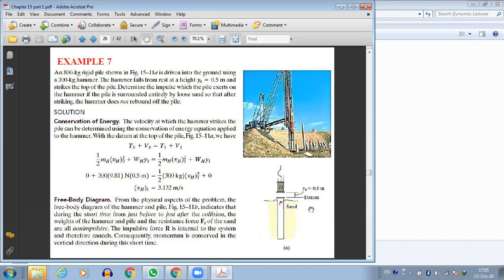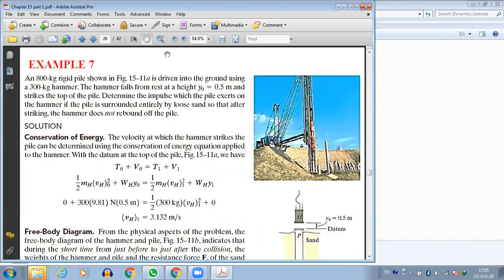Okay, so let's see this problem. The 800 kg rigid pile shown in the figure is driven into the ground using a 300 kg hammer. The hammer falls from rest at a height of 0.5 meter and strikes the top of the pile. Determine the impulse which the pile exerts on the hammer if the pile is surrounded entirely by loose sand, so that after striking, the hammer does not rebound off the pile.